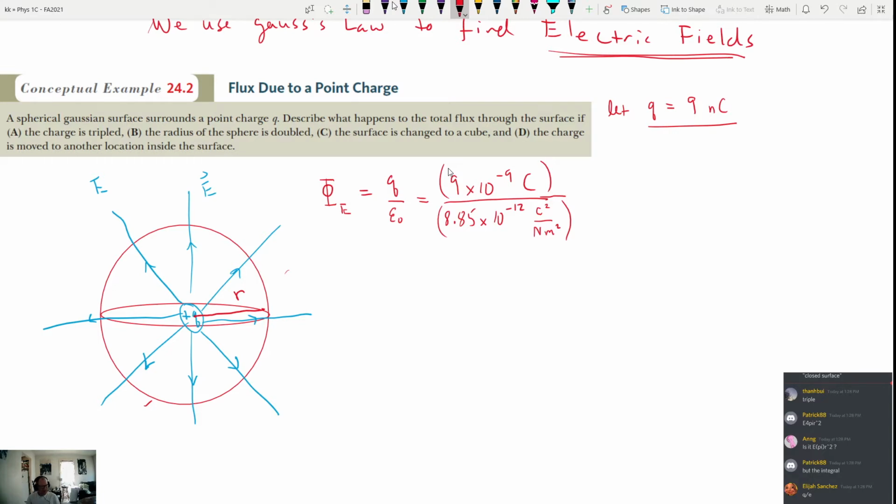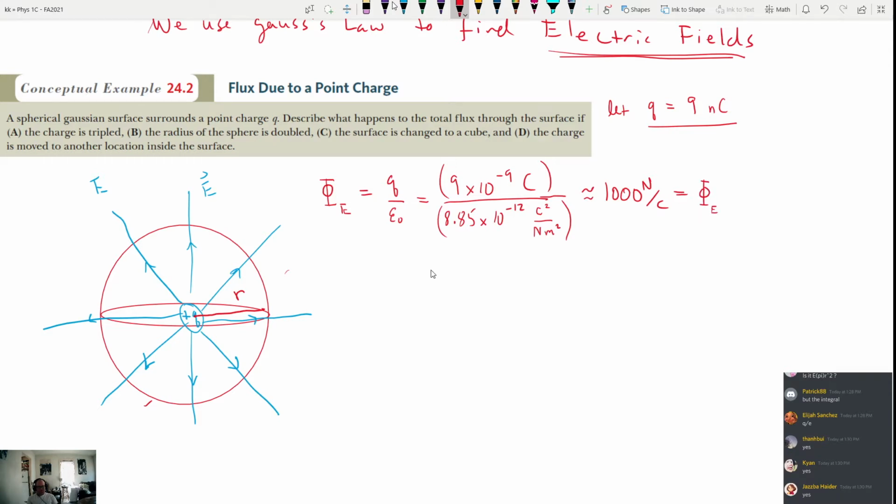Okay, I got actually 1,000. Do you all agree? You get 1,000 if you do this? Something like 1,017 or so. You approximately get 1,000. Do you all agree? Okay, so that's our flux right there.